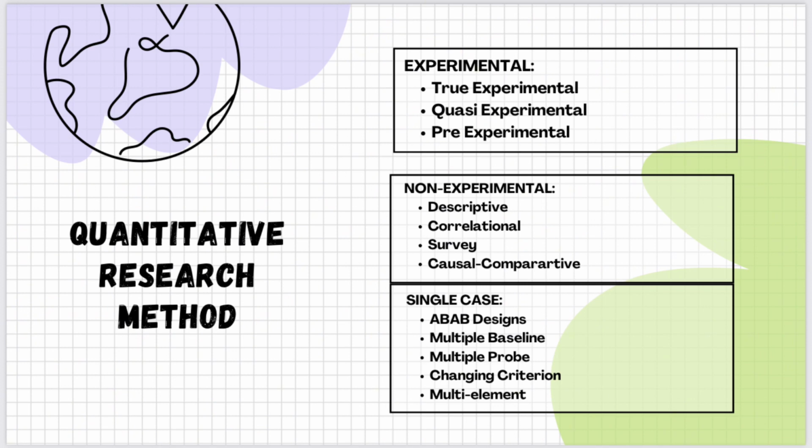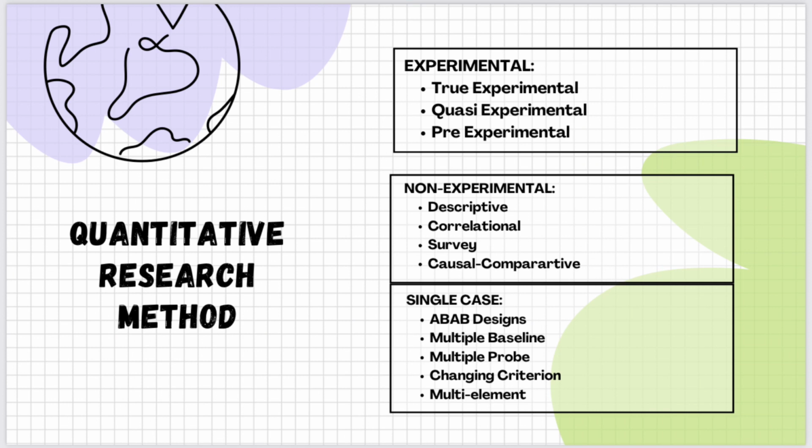So now let's look more on the quantitative experimental research. We got two here, experimental and non-experimental. Let's talk about the experimental one first. So we got true experimental, quasi-experimental, and pre-experimental, and also single case like AB designed, multiple baseline, multiple probe, changing criterion, and multi-element. So I'm going to explain about true and quasi-experimental design first.